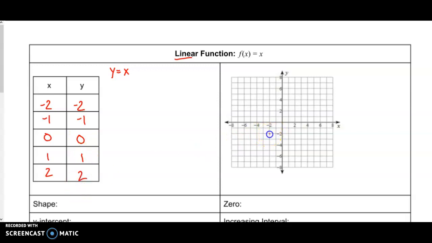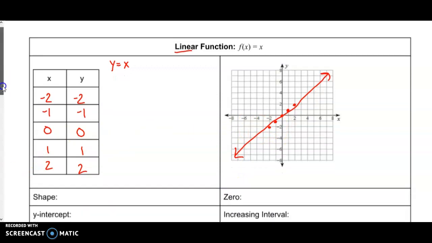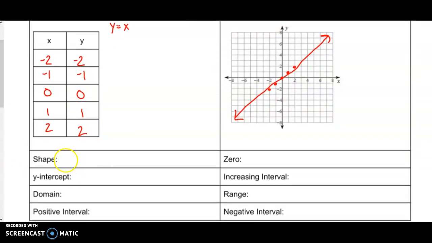All right, so when I graph these points, you can see that you are creating a diagonal line that goes through quadrants 1 and 3. All right, so our shape we said is going to be a diagonal line.